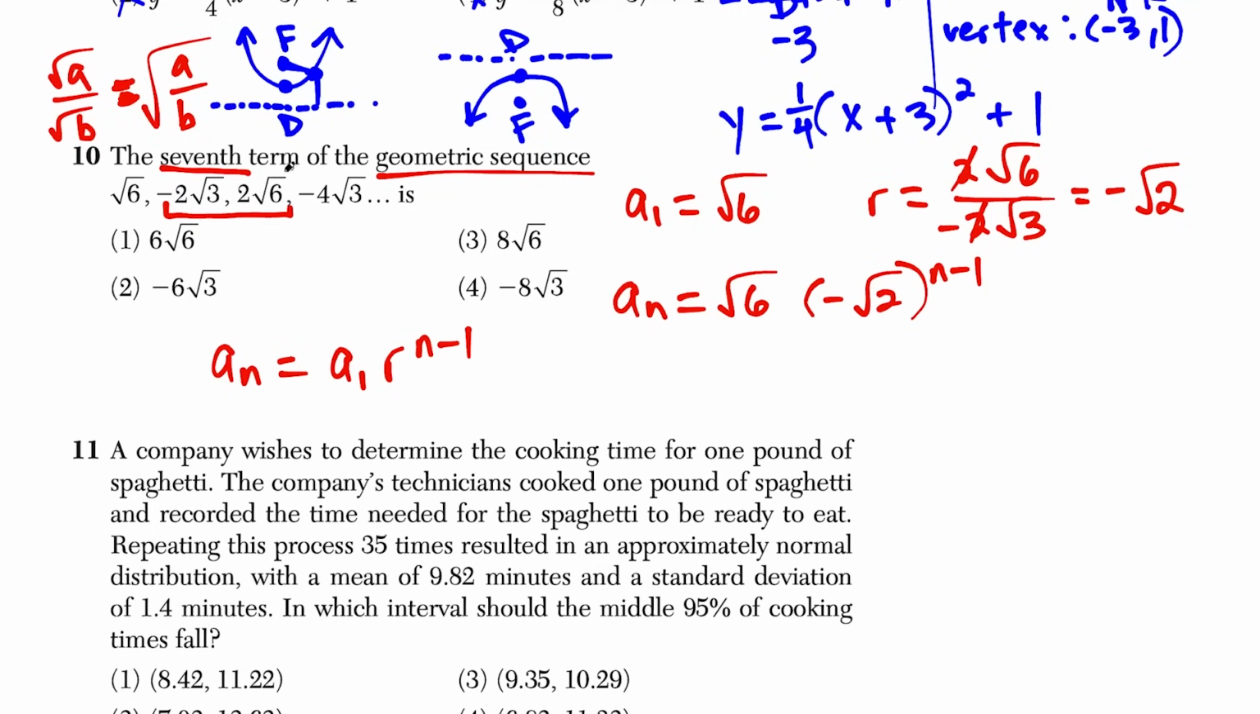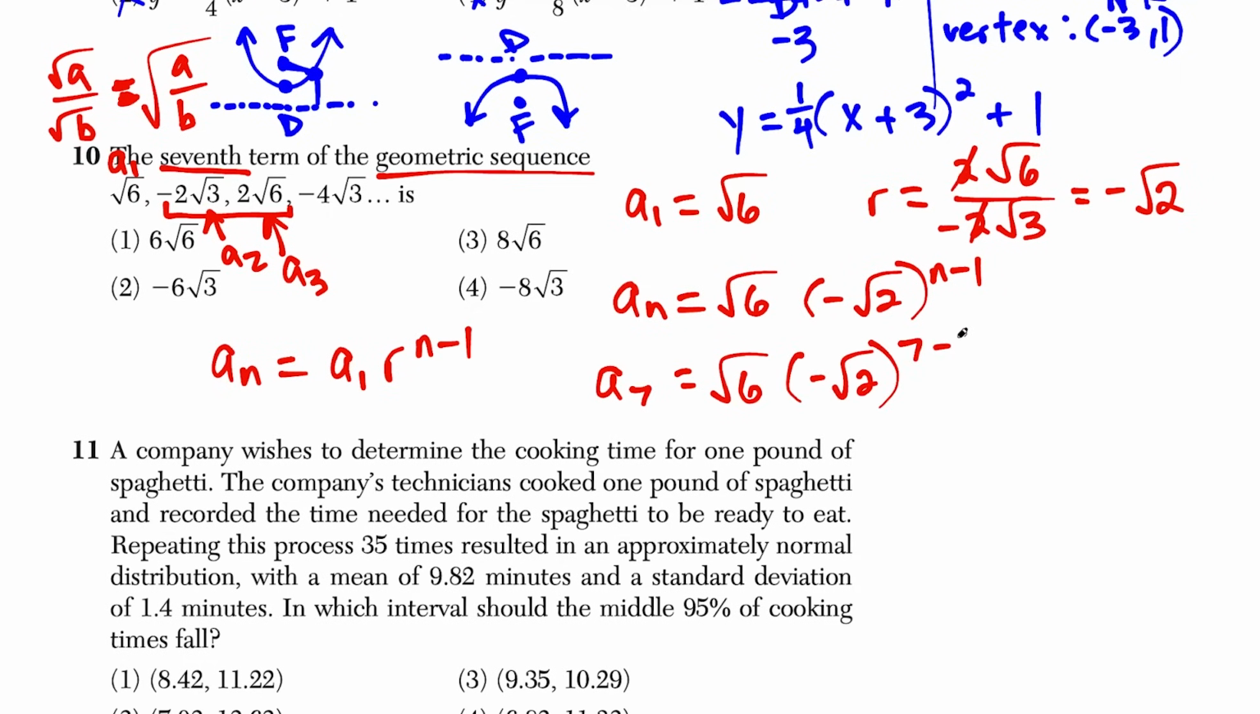So now we're going to find the 7th term. So that's when n is equal to 7. So we have a sub 7, because just be mindful here, I'll review something: our first term here is a sub 1. This would be a sub 2. And then we would have a sub 3 and so on like this. So now I can just plug in n equals 7. And we have radical 6 times negative square root 2 to the 7 minus 1.